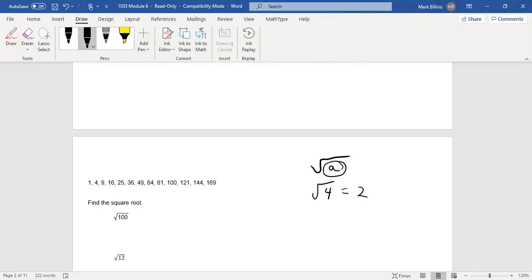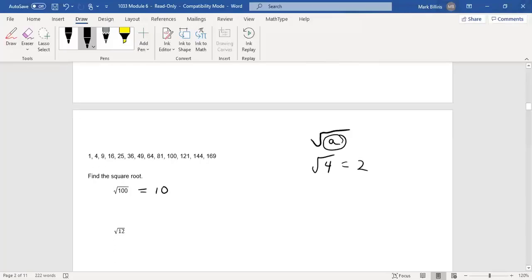So when I look at the square root of 100 as my first example, what multiplied times itself gives you 100? And the answer is 10. Now our next example is the square root of 12. Well, there's no whole number or integer multiplied times itself that gives you 12. Some of you may be thinking 6. 6 times 6 gives you 36 and not 12. So what we have to do is break this down.